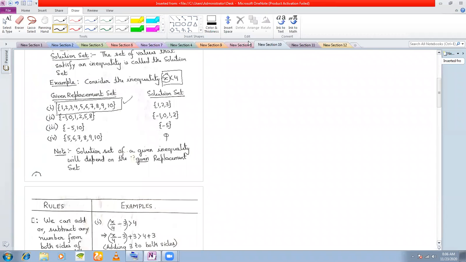So if you see in the first one, the replacement set is 1 to 10, 1, 2, 3, 4 up till 10. x less than 4 is your inequality. So x here can assume values only from 1 to 10. Okay, so what are the integers here?